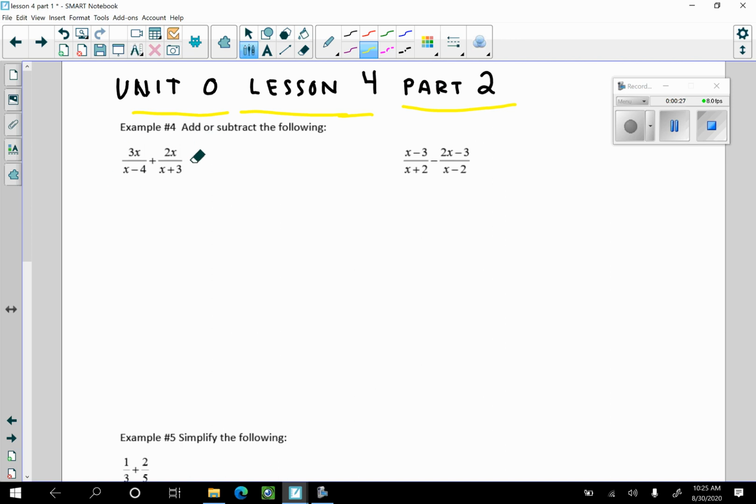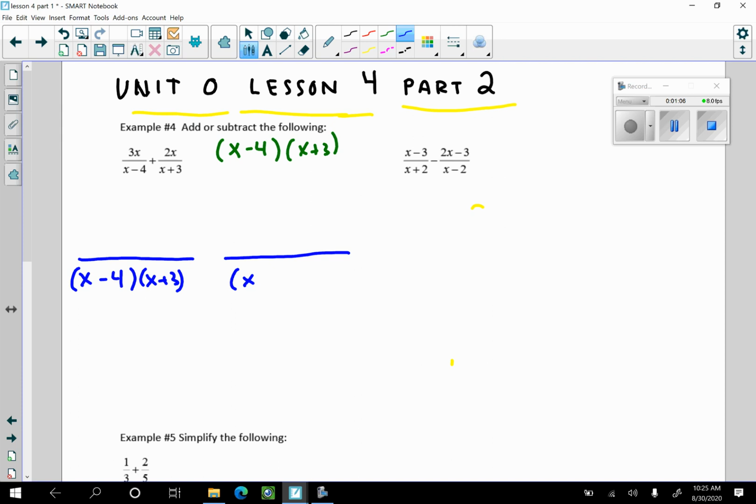So we're going to add these two fractions. In order to add fractions, you need like denominators, and we want the least common denominator of x minus 4 and x plus 3. Since both of these are prime, the least common denominator will be the product of those two expressions. So the denominator, once I go to add these things, will be x minus 4 times x plus 3. This is going to be the least common denominator. And we're going to write the x minus 4, x plus 3 here.